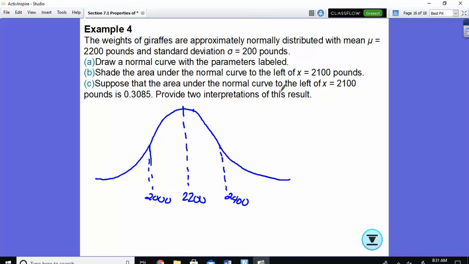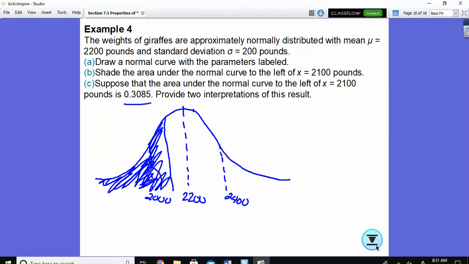All right. Part B, shade the area under the normal curve to the left of 2,100 pounds. So 2,100 would fall in between these two, right? To the left. This is kind of leading us into what we're going to be doing in section 2 of this chapter. We'll be finding those actual areas under that curve.